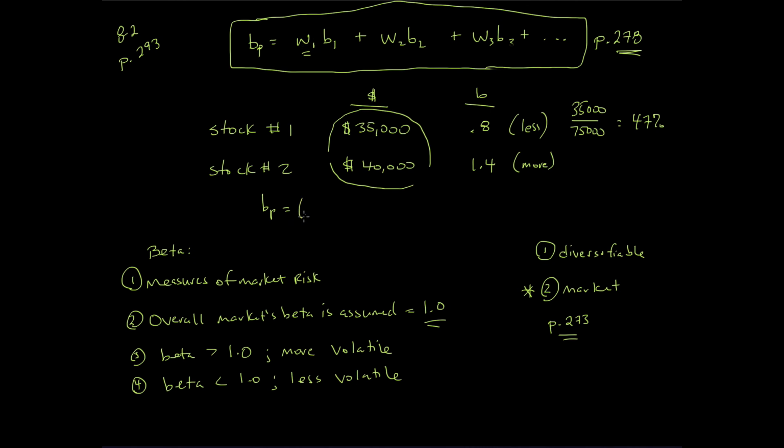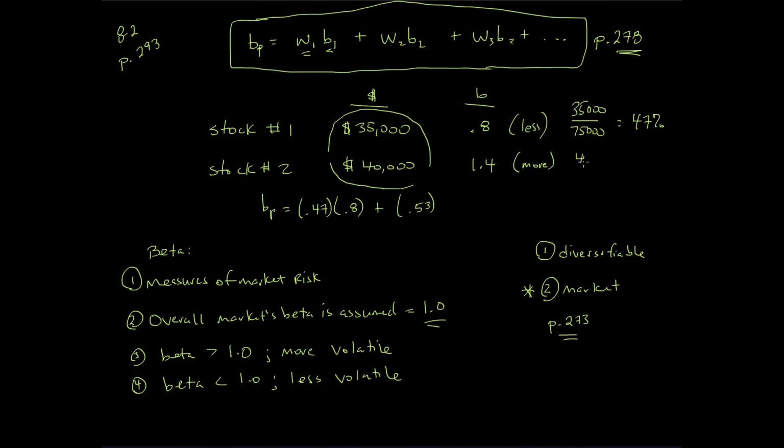So I'm just going to substitute W1 with 0.47. B1 stands for beta of stock 1, and beta of stock 1 is 0.8. I'm not going to ask you to calculate a beta. Beta will always be given to you. The weight of stock 2, since we only have 2 stocks in this portfolio: if the weight of stock 1 is 47%, we know that the rest of the portfolio, or 53%, is in stock 2.